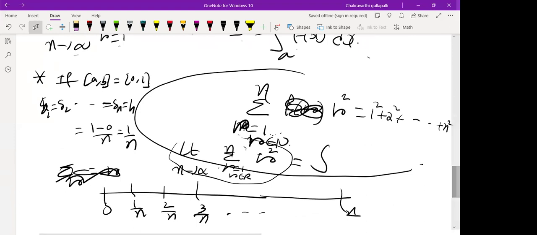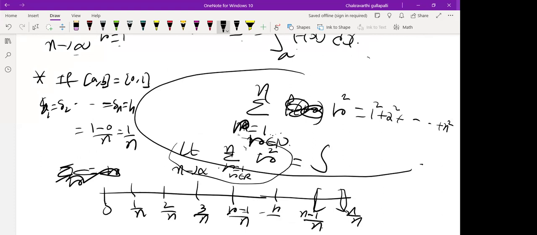What will be the last one? n by n. What is the preceding one? (n minus 1) by n. So this is the nth subinterval. What will be the rth subinterval? (r minus 1) by n and r by n. This is I r. So I r is nothing but (r minus 1) by n, the rth subinterval, r by n. If you put r equal to 1, you will get 0 by n, 1 by n, the first subinterval. Put r equal to 2, you will get 1 by n, 2 by n, and so on.